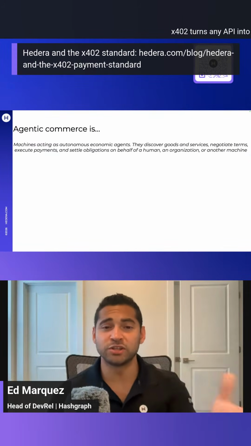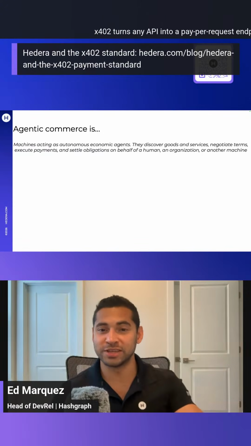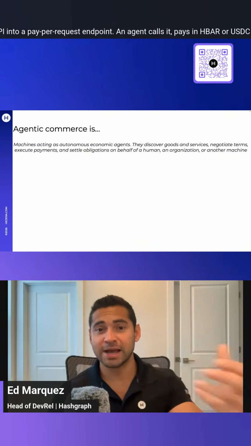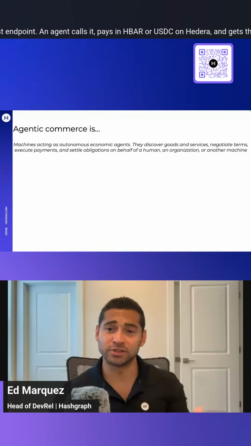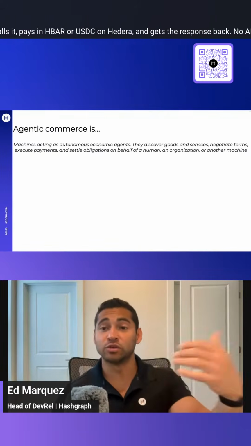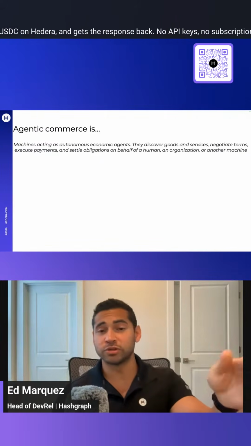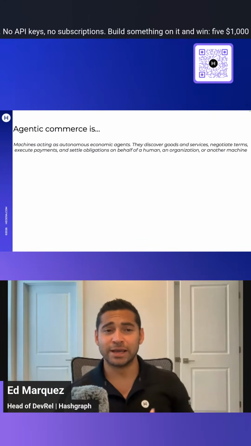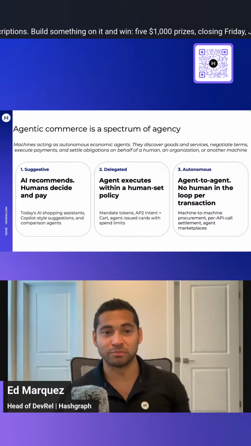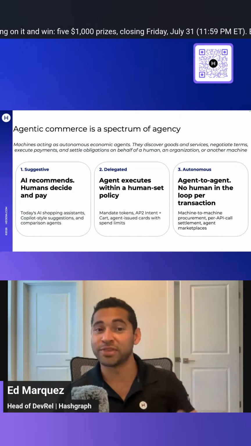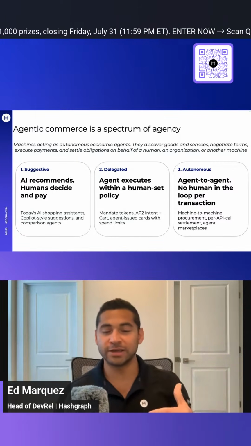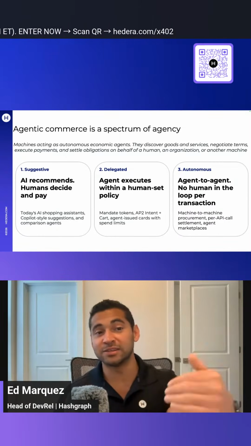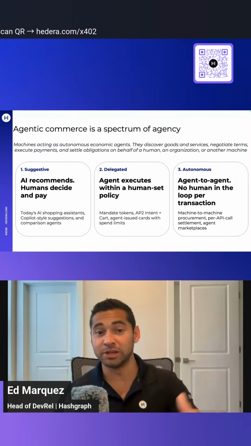And to understand the challenge, we also need to understand what is agentic commerce. It's just when you have machines acting as autonomous economic agents, right? So that means that they can intermediate and execute deals, whether it's on behalf of a human, an organization, or another machine. And of course, it's going to be a spectrum. I think many of us are familiar with that first box where AI is suggesting, doing a recommendation, but you as the human retain the decision-making power and the ability to pay.